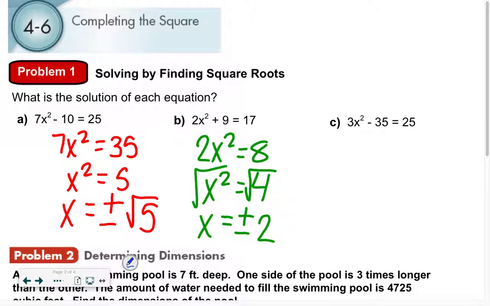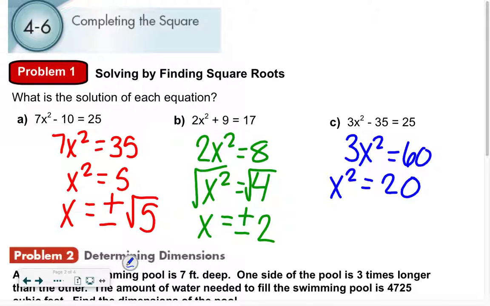Okay, let's do the next one. What am I doing with 35? Right. Add it, so I get 3x squared equals 60. Then what? Divide by 3, so x squared equals 20. Then what? Plus or minus 20? How about plus or minus square root of 20?